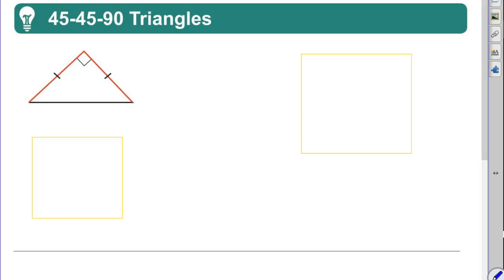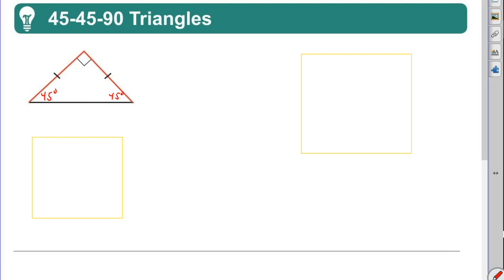Okay, this is the quick review for Algebra 2 and 45, 45, 90 triangles. Really foundational, really important that you know the pattern. So for a 45, 45, 90, you have to think of a right isosceles triangle, because that's the only way you're going to get these two base angles to be 45 degrees. All right, it's got to be isosceles, right?